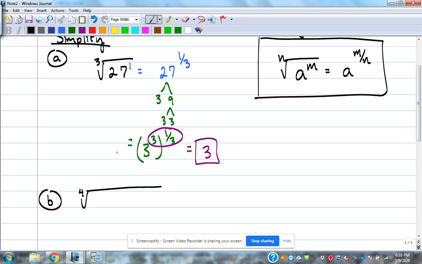So this one has an index of 4. When I say index, I'm talking about the number that's up here. So anytime you hear or read the word index, that's what it's talking about. So I'm going to put the number 10,000 in there.